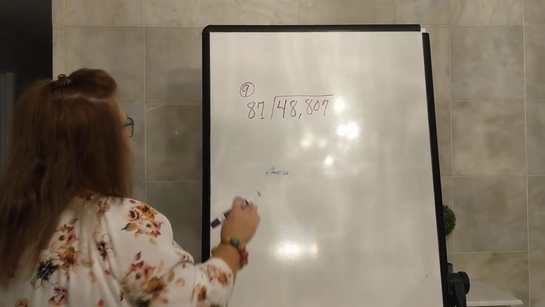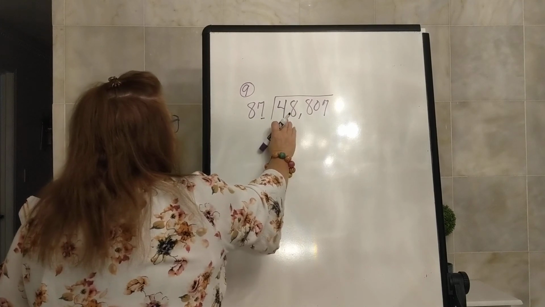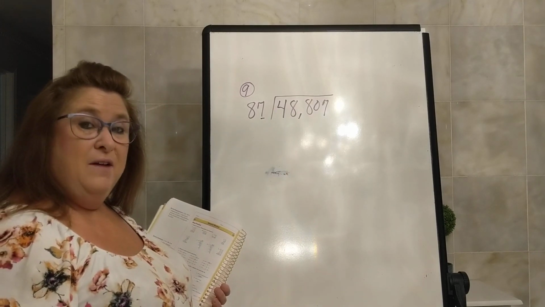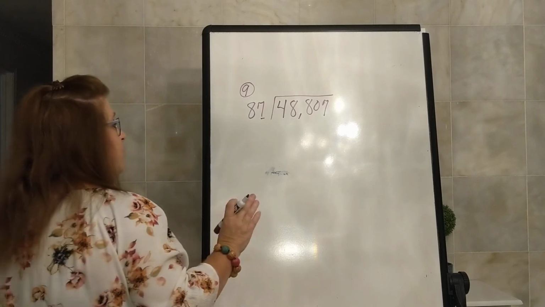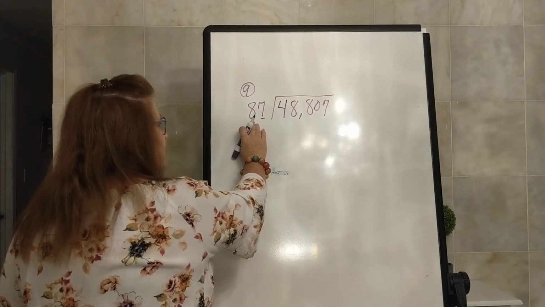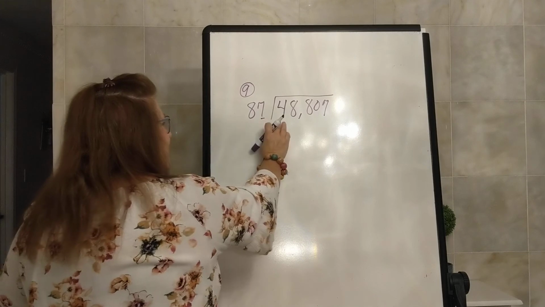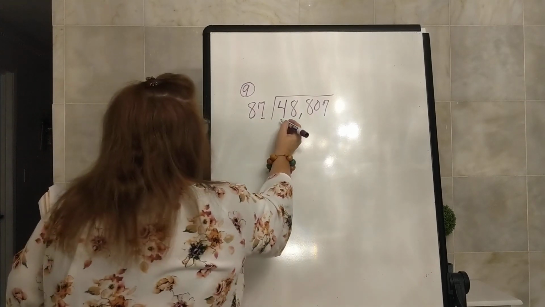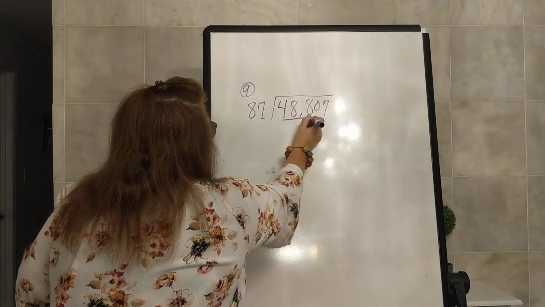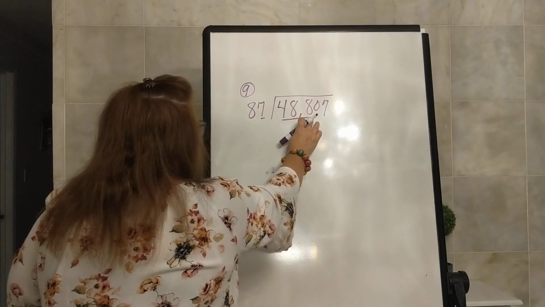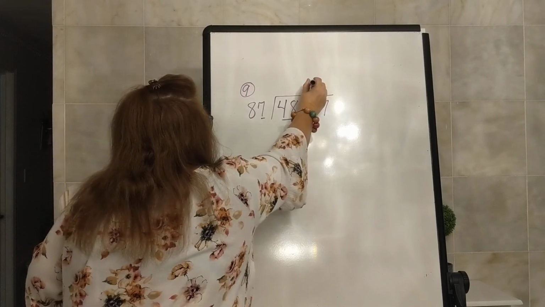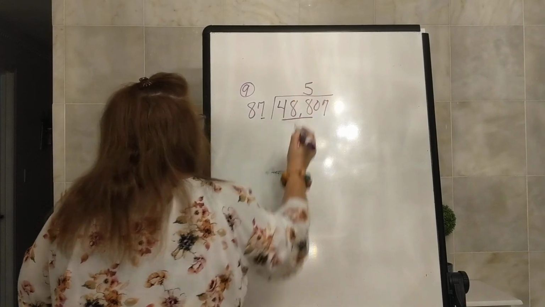And we're going to say, how many times will 9 go into 48? Well, we know 9 times 5 is 45. So let's try that. But before we try, we have to go back to our real divisor, 87. Can 87 go into 48? No, it can't. So we're going to have to put our 5 above the second 8, because 87 can go into 488. So we put our 5 straight above our 8.